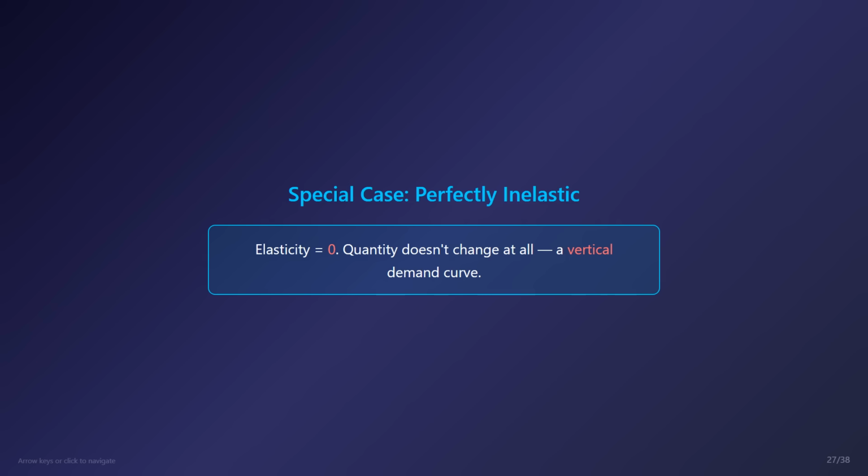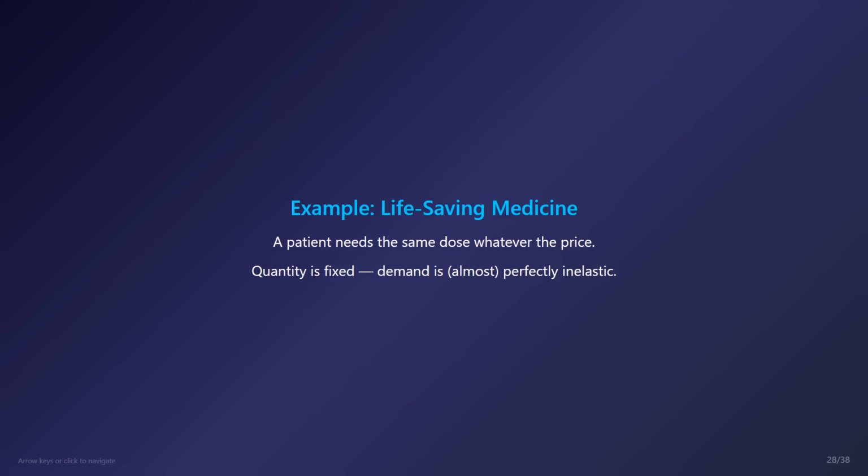Now two extreme cases worth knowing. The first is perfectly inelastic demand, where elasticity is 0. Quantity doesn't change at all when price changes, so the demand curve is a vertical line. A good example is a life-saving medicine. A patient needs the same dose whatever the price, so the quantity demanded stays fixed. Demand is, near enough, perfectly inelastic.